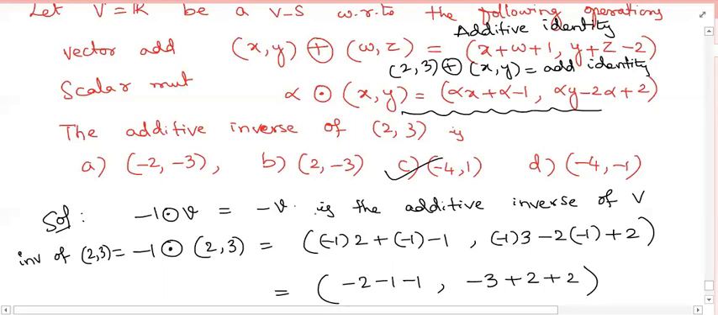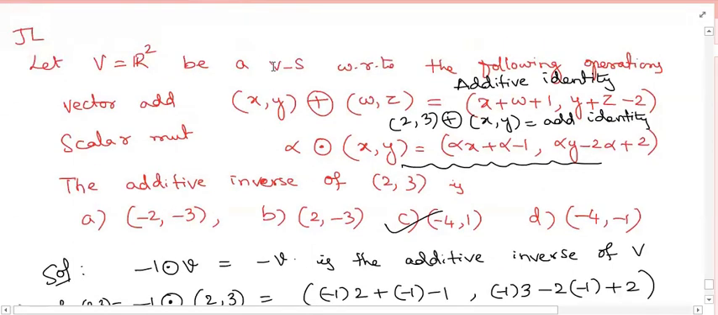Vector addition is defined like this: x comma y plus w comma z is defined by x plus w plus 1, y plus z minus 2. That is vector addition, and the one below is scalar multiplication. So this is defined like that only. Okay. So if you use the other method, we can also do it with the other method. It's easy to do this.